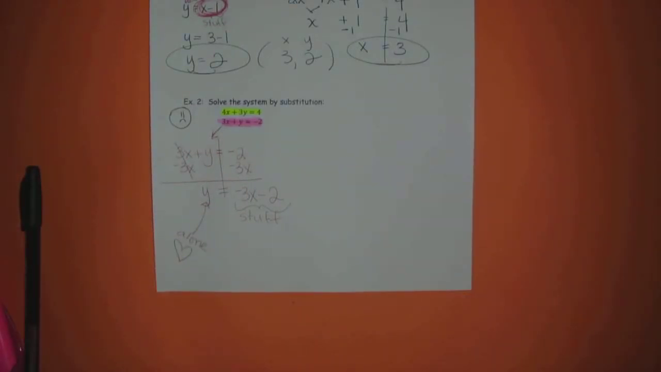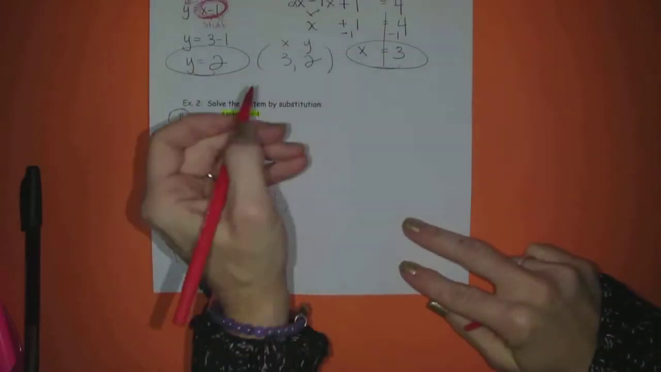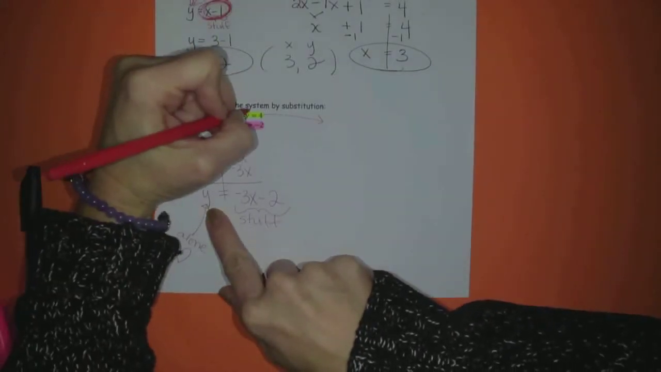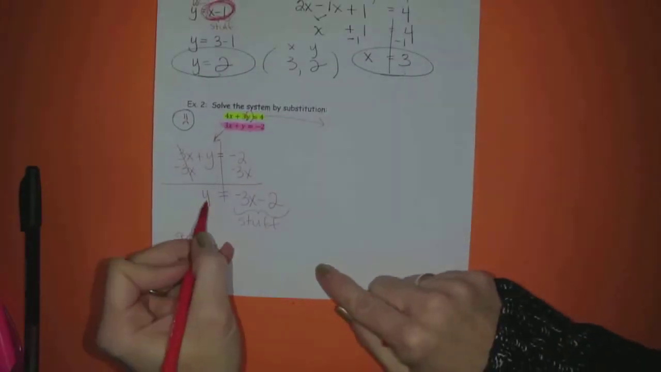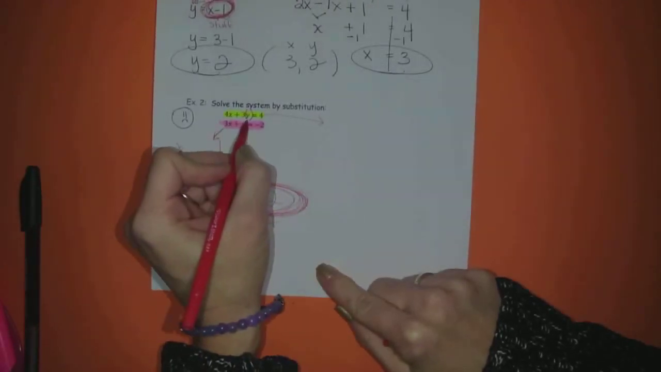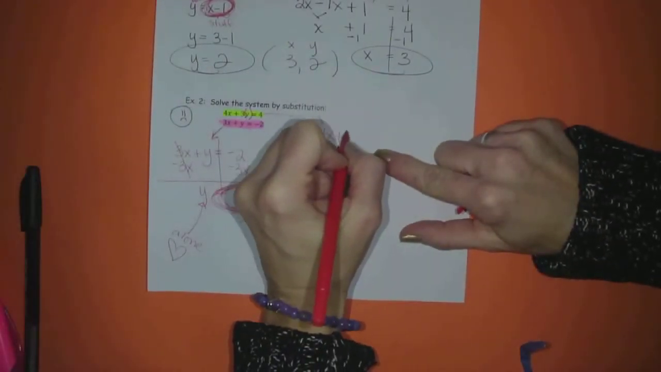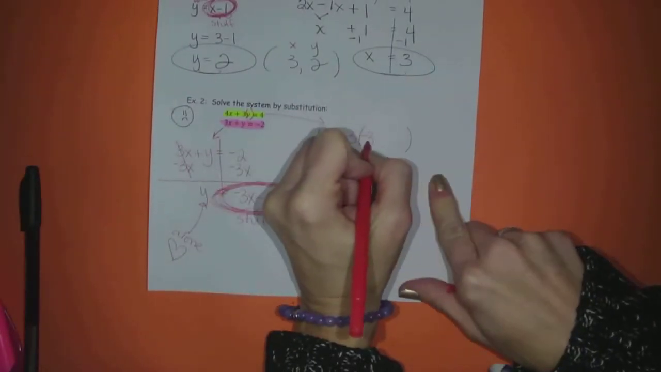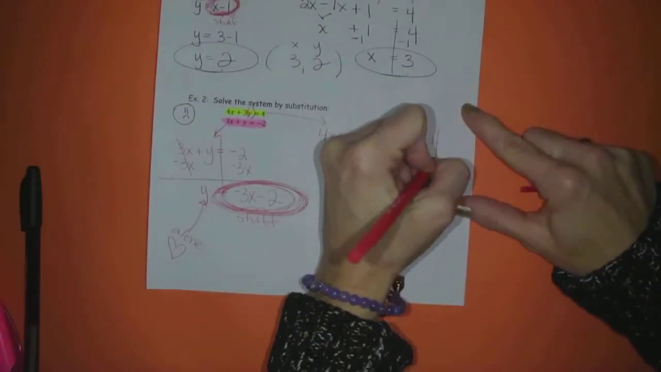So you go to your other equation, the one you haven't worked with yet, which is your yellow. And where the y is, we're going to put the stuffing in. Y is all this stuff, so all this stuff is going to replace y. So it's going to look like this: 4x plus 3, and where the y is, we're going to put in -3x minus 2, equals 4. And the rest is easy.